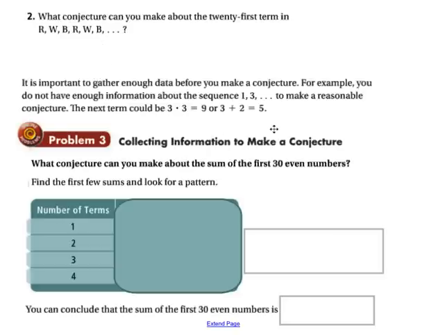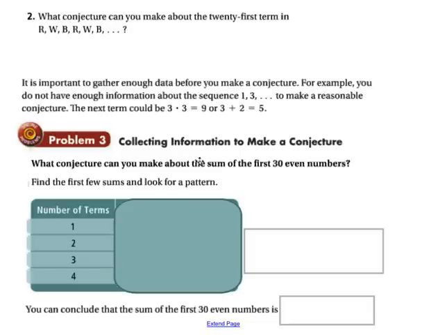Another thing that's important to make sure of is that we have enough data to make a conjecture. If you looked at the sequence 1, 3, and that's all you had, that's not enough information to go ahead and make a conjecture. So you need to make sure that you have enough information to actually make the conjecture.